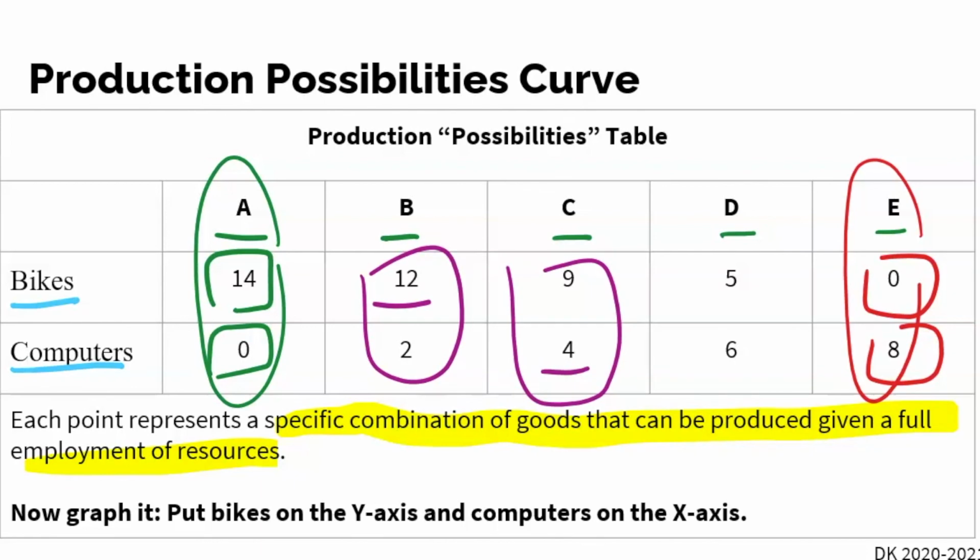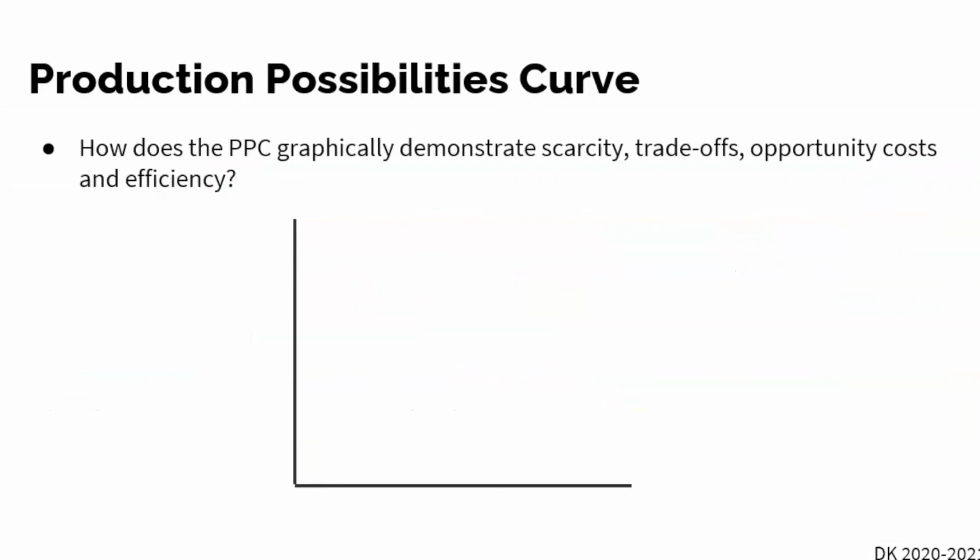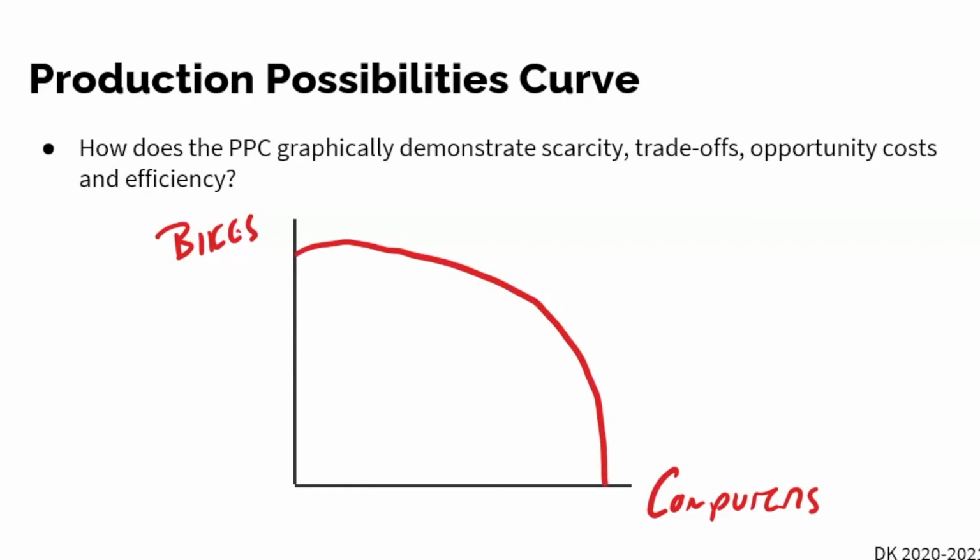Now if we put this on a graph, what does this actually look like? Here we have bikes and computers. Let's put bikes on our y-axis and computers on our x-axis. I know I don't have the numbers here, but essentially this graph should look something like this. And this is our PPC.